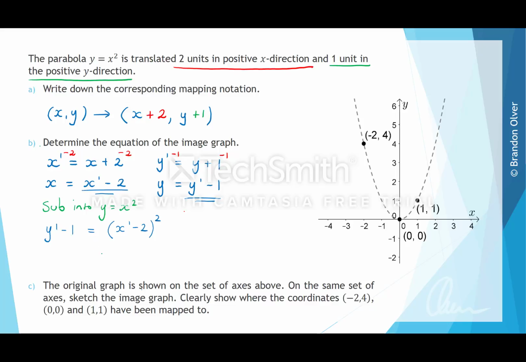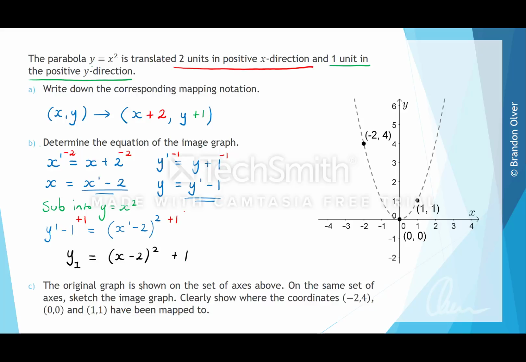And now what we need to do is express this as y equals, because that's the convention for how we write equations. So to do that, we're going to add 1 to both sides of the equation to get y by itself. And we find that y equals, and we'll drop the dashes off in our last step and call this new graph y1, the image graph, is equal to (x minus 2) squared plus 1.